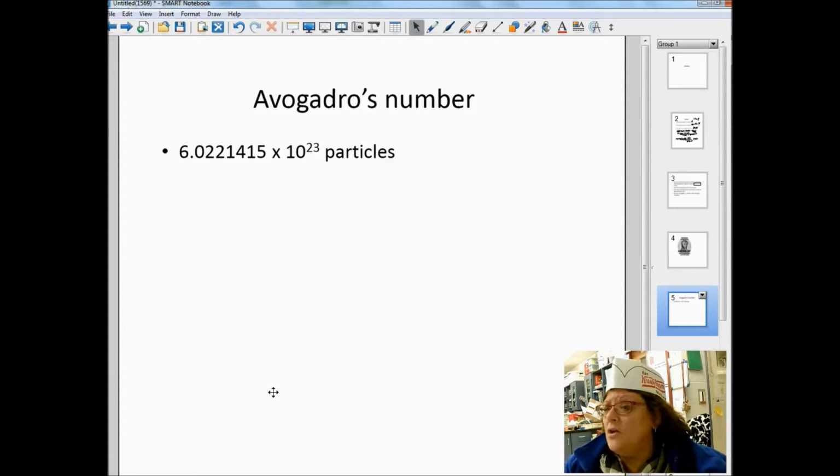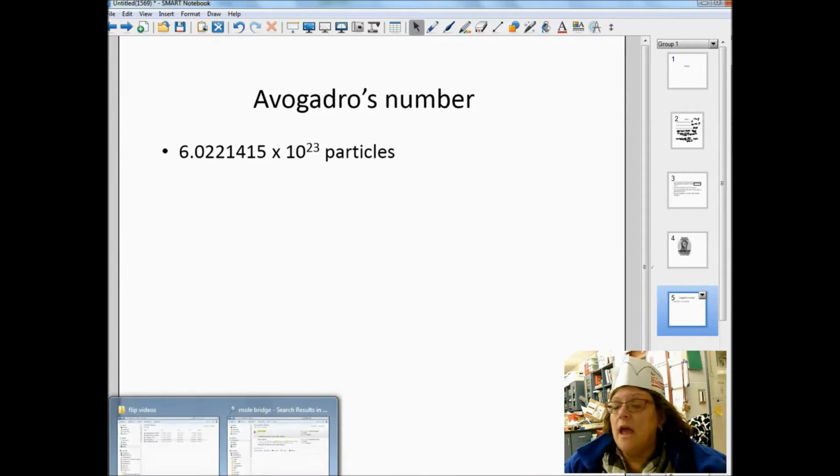We need to understand how to use our calculator and put in scientific notation. So we're going to take a brief pause for that. Everyone needs to have a calculator out. If you don't have a calculator, you can borrow one of mine. Phones are not going to work. You need to have a calculator. Okay? So, get your calculators out.